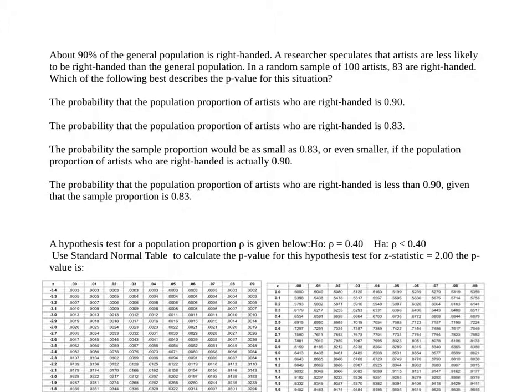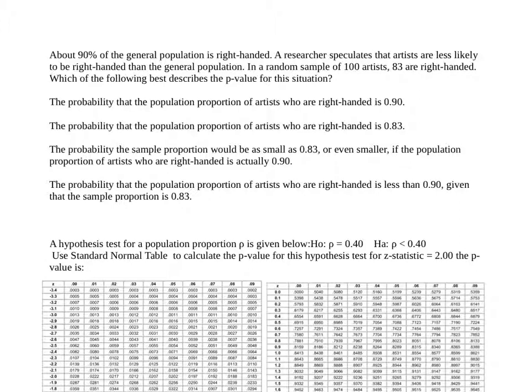About 90% of the general population is right-handed. Researchers speculate that artists are less likely to be right-handed than the general population. In a random sample of 100 artists, 83 are right-handed. Which of the following best describes the p-value for the situation?